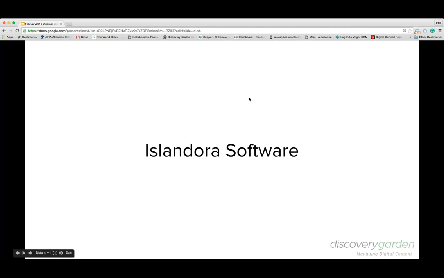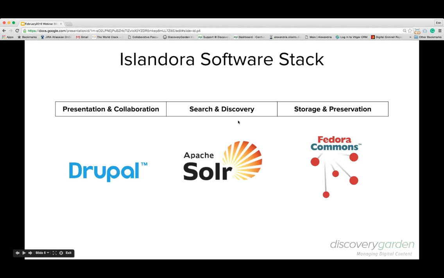So we're going to do a very quick high-level overview of Islandora for folks who are new to the software platform. Essentially, Islandora is made up of a stack of open source technologies. The three main components that are best known or most popular are Drupal, Apache Solr, and Fedora Commons. Now, these three main components of the stack are used for different things.